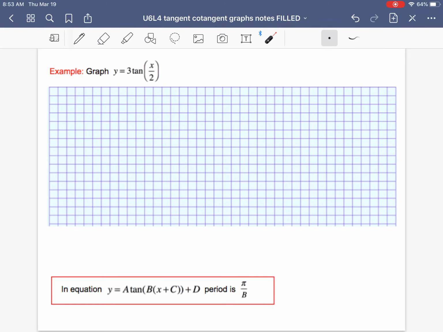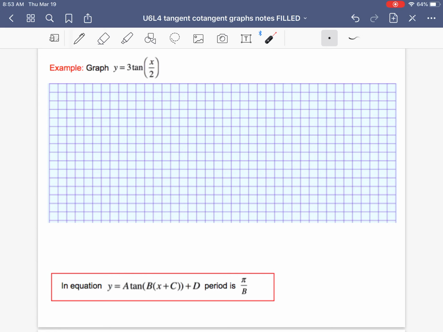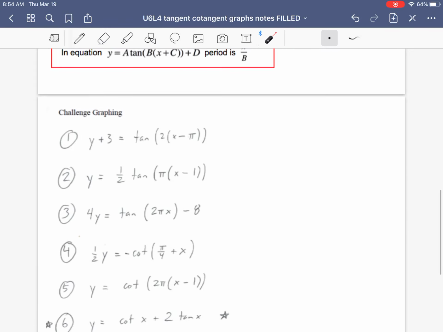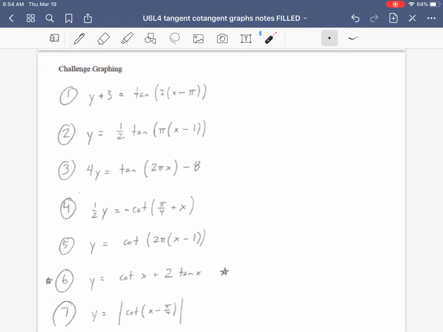Okay guys, welcome back. So I'm actually going to make two more videos. One going over this example, and then I'm going to pick one of these challenge graphing questions, probably this one. I want to do a cotangent one, and I'll make a video for that as well.